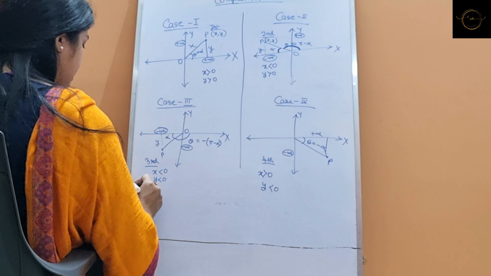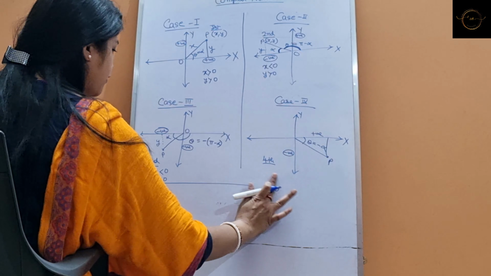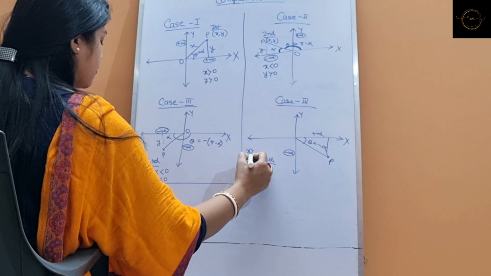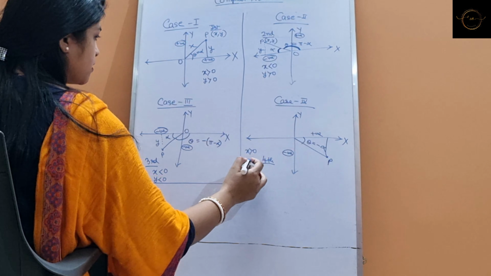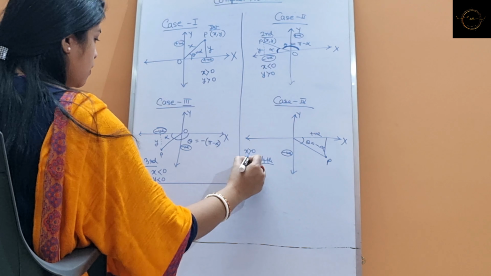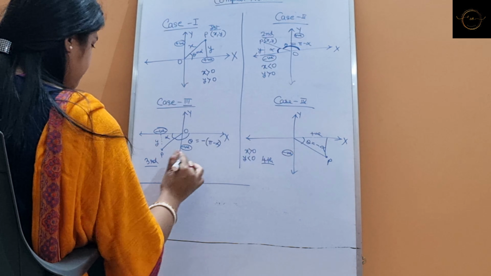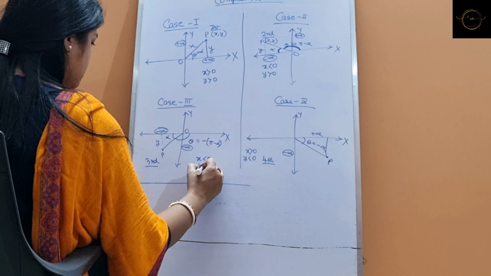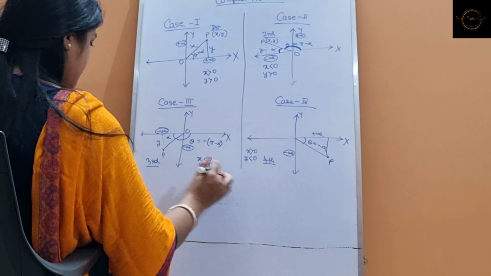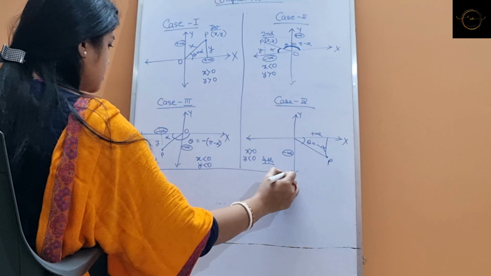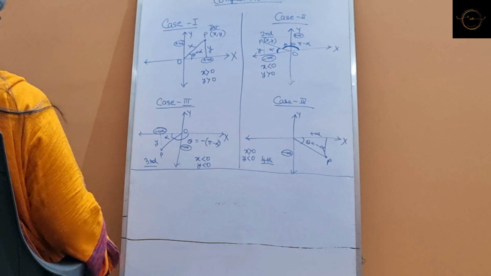So according to the quadrants, we have to find out what the values will be. Here x is greater than 0, y is less than 0. Here x is less than 0, y is also less than 0. Now we will come to the sums, then you will understand the cases.